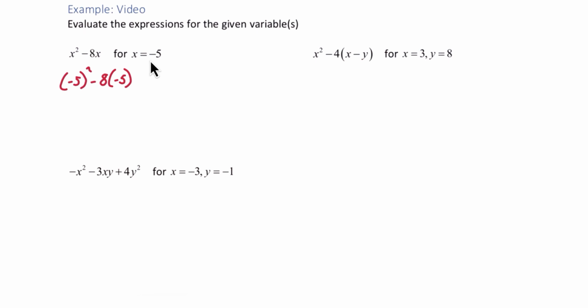And now we use order of operations to simplify this. There's nothing to do inside the parentheses, so next we look for exponents. We have negative 5 squared, that is 25. Up next, we take care of the multiplication. Negative 8 times negative 5 is 40. And finally, 25 plus 40 gives us 65.